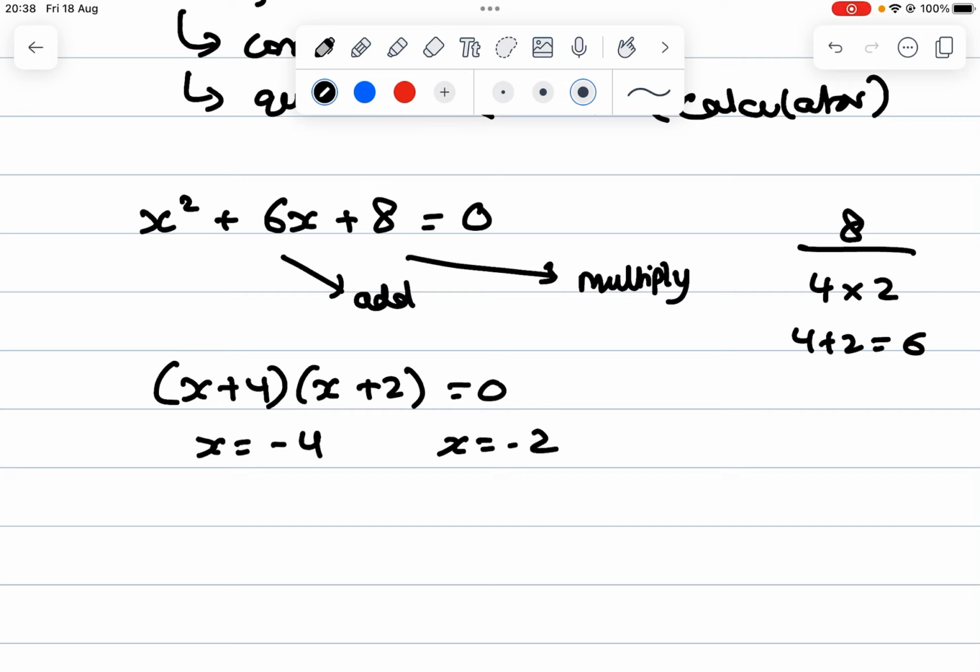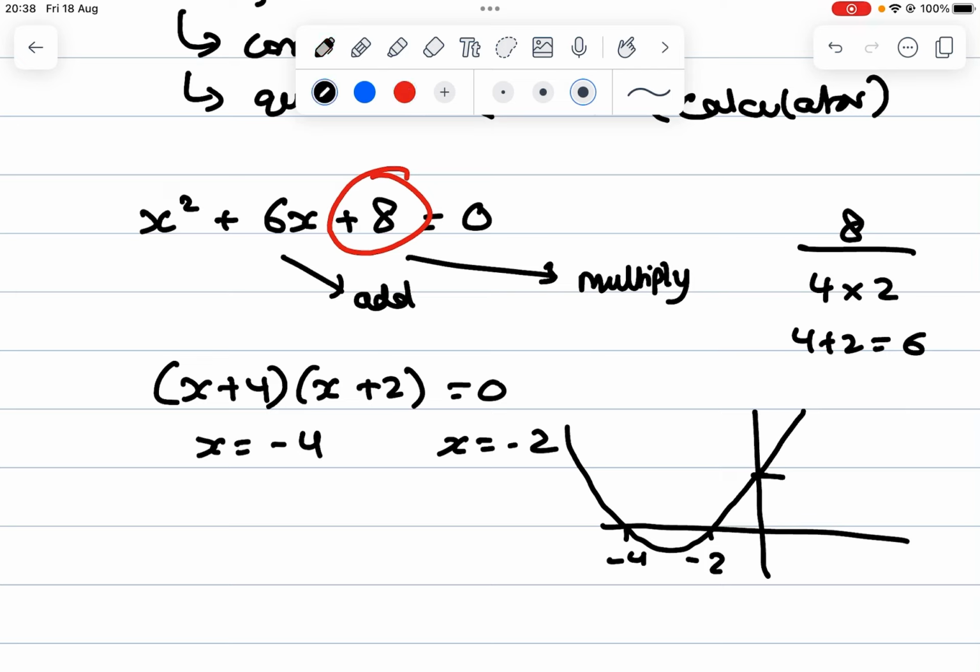And this is back to the sketch bit, which will be important for A-level maths. So my roots are minus 4 and minus 2. So minus 4 and minus 2 go here. And then I can draw a U shape through that. That's my y-intercept, which is also important. So that would be this number over here, because the y-intercept is when x is 0. So 0 squared plus 6 times 0 plus 8 equals 8.